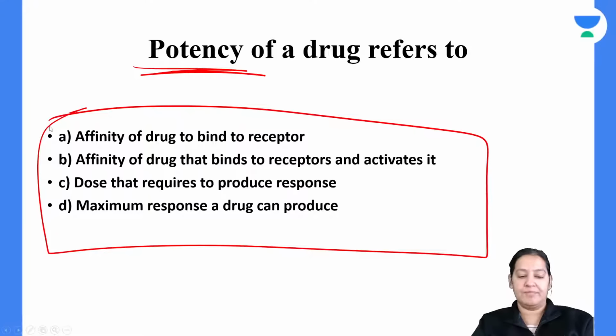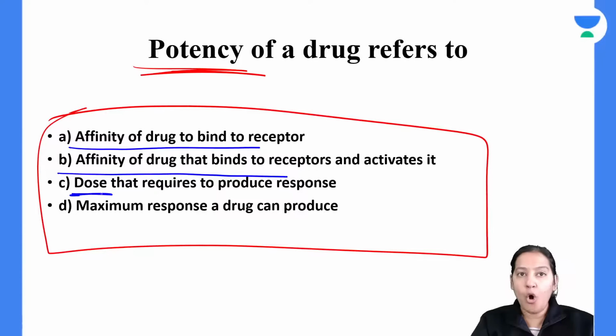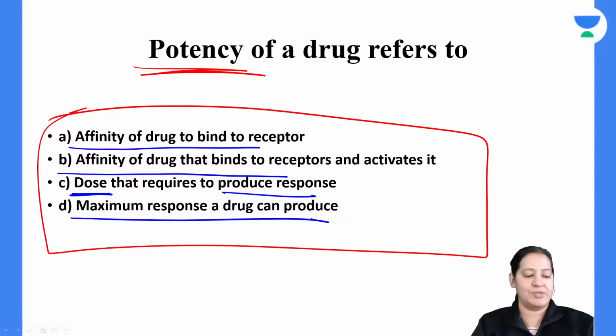Let me see if I can see your chat. What is the potency of the drug? Who will tell me? Is it the affinity of the drug to bind the receptor and activate it? Is it the dose required to produce a particular response, or is it the maximum response produced by the drug? Rishinika is right. Anyone else want to answer this? Bablu, Iram, anyone? Kuldeep, Iram, you are also right.